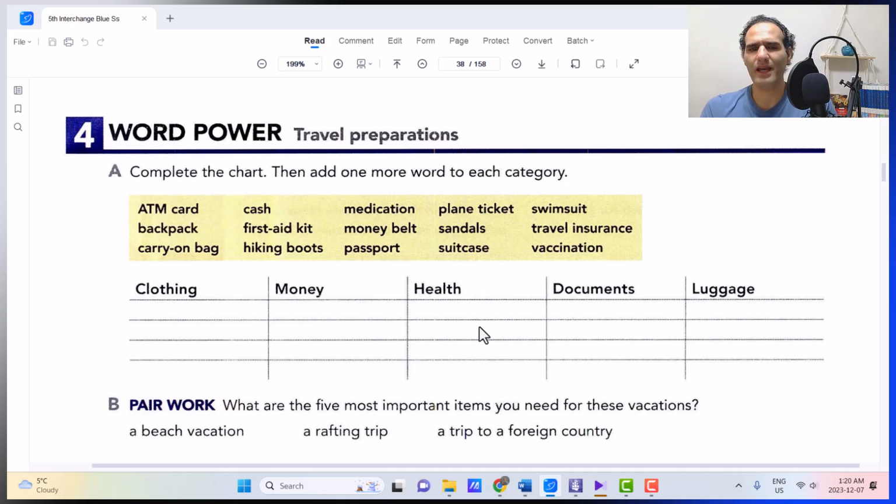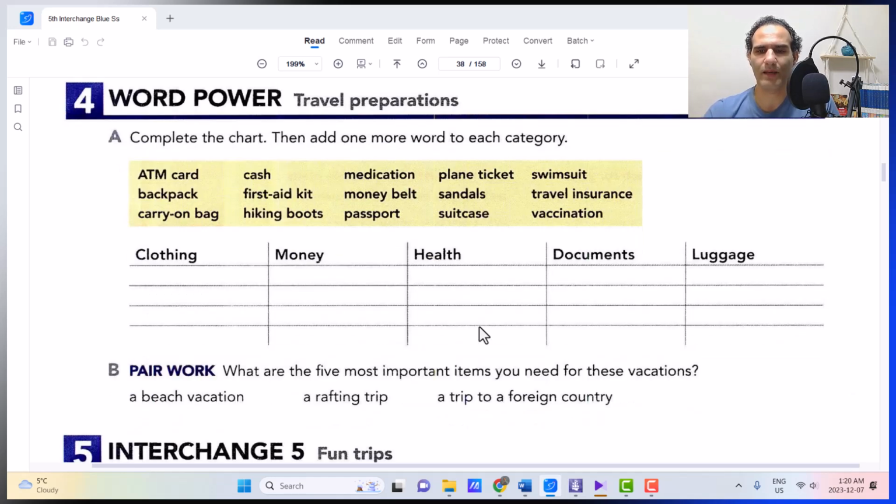Okay, I guess the words here were not very difficult, but if there was any new word for you, transfer that into your vocabulary notebook.